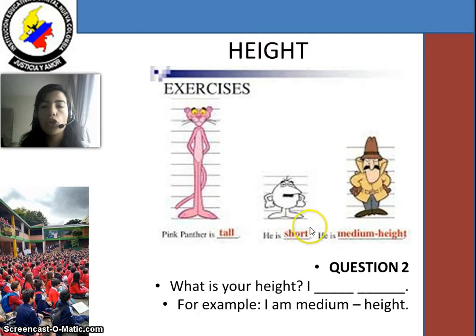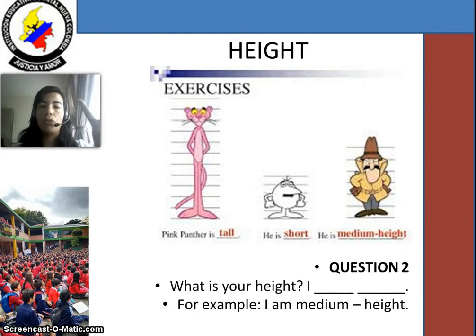He is short. Cuando hablamos de una persona pequeña, decimos short. Él es bajo. He is medium height. Eso es cuando decimos que la persona no es tan alta, no es tan baja, es de una altura media.